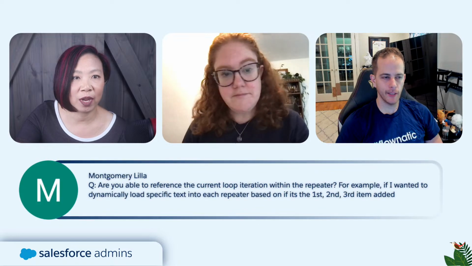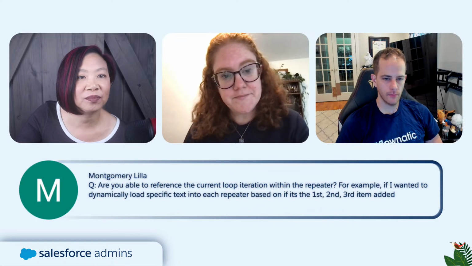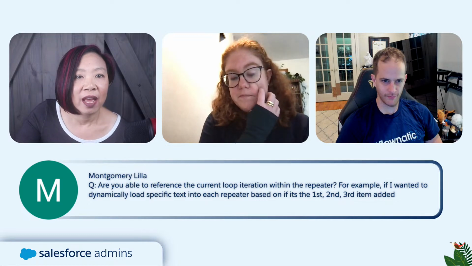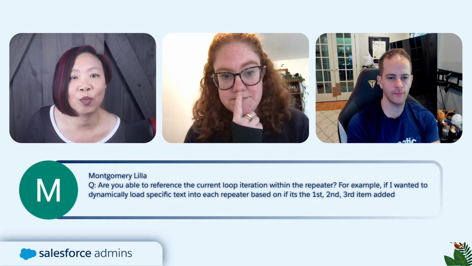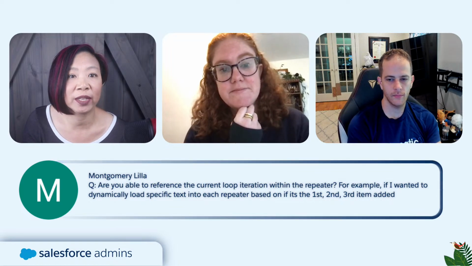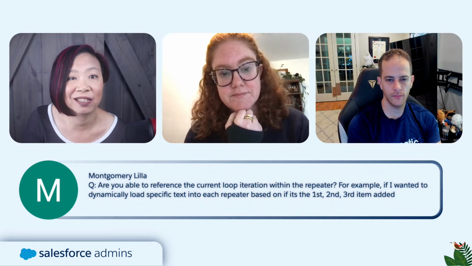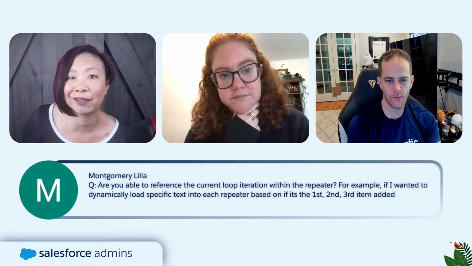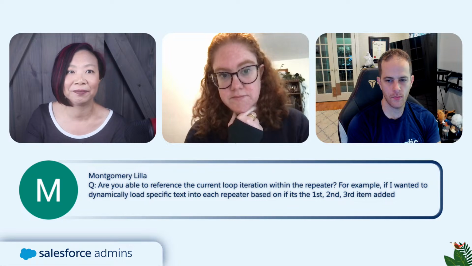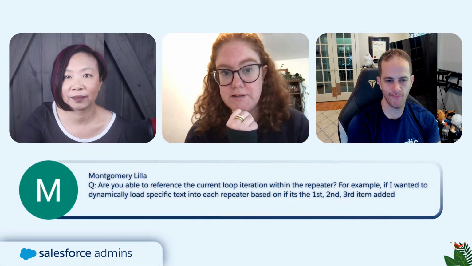And I'm going to sneak one more question in from Montgomery. Are you able to reference the current loop iteration within a repeater? For example, if I wanted to dynamically load specific text into each repeater based on if it's the first, second, or third item added. Yeah, not currently.